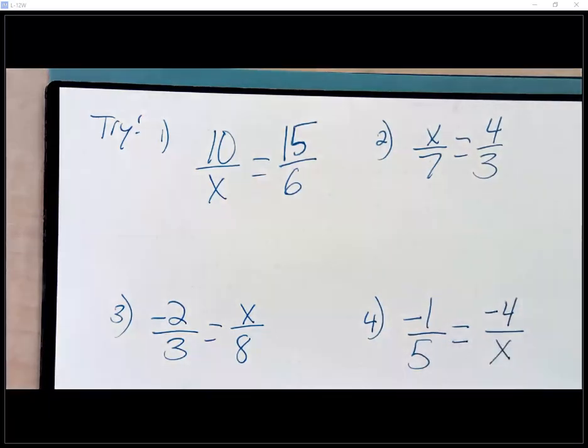All right, try these 4. So multiply those diagonals. Write it as an equation, and then solve that equation.